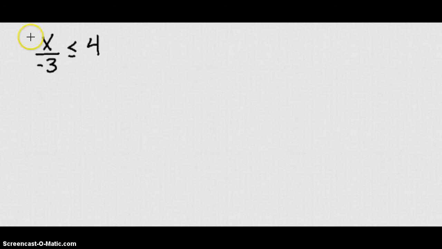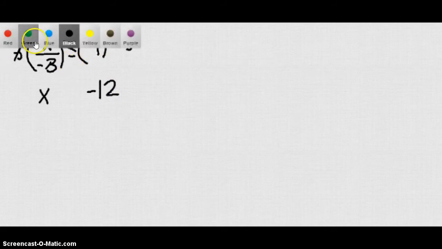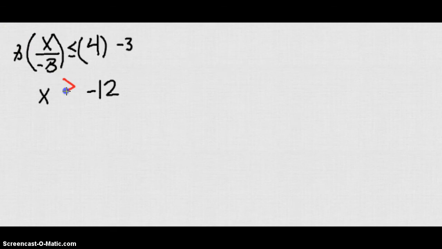So let's take a look at this one. Let's multiply by negative 3 on both sides. On the left side we get x, and on the right side we get negative 12. But let's make sure we remember to flip that sign. It's going to be x is greater than or equal to negative 12. And that's my final answer.